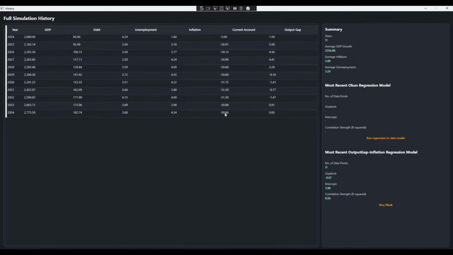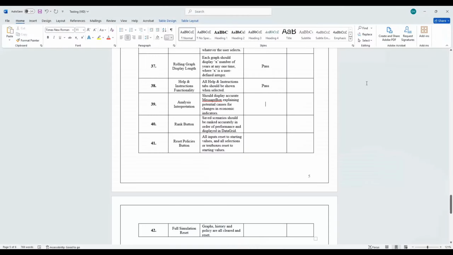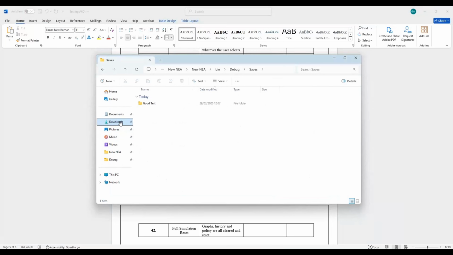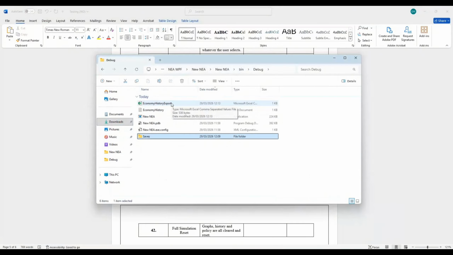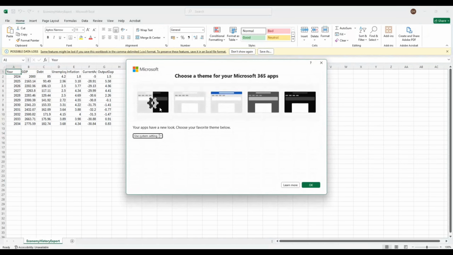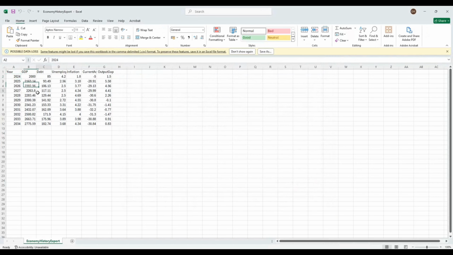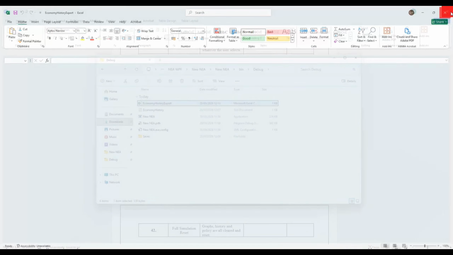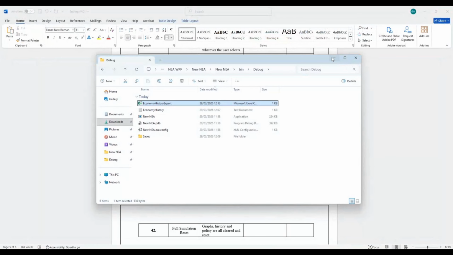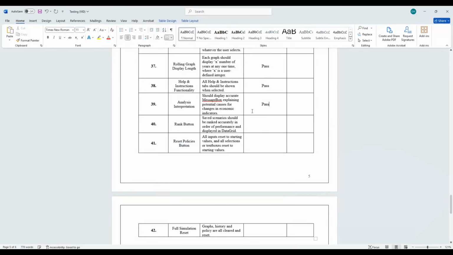And to further aid their analysis, the user also has the option to export their data to a CSV file. So if I press export, you can see that it's been exported successfully. And now if we go to the debug folder, we can see economic history export. And if we click on this, our text file data has been transformed and exported to a Microsoft Excel spreadsheet. So that works successfully as well. So we can mark analysis interpretation as a pass.